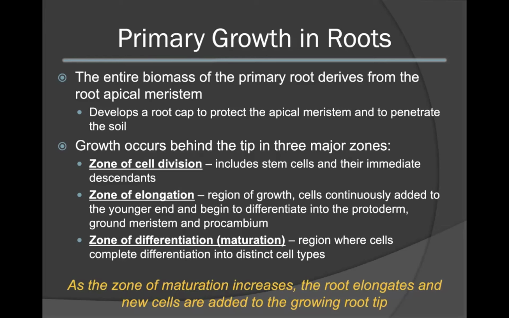Finally, the zone of differentiation, or the zone of maturation. In this region, cells completely differentiate into their specific cell types. As the zone of maturation increases, the root elongates and new cells are added to the growing root tip.